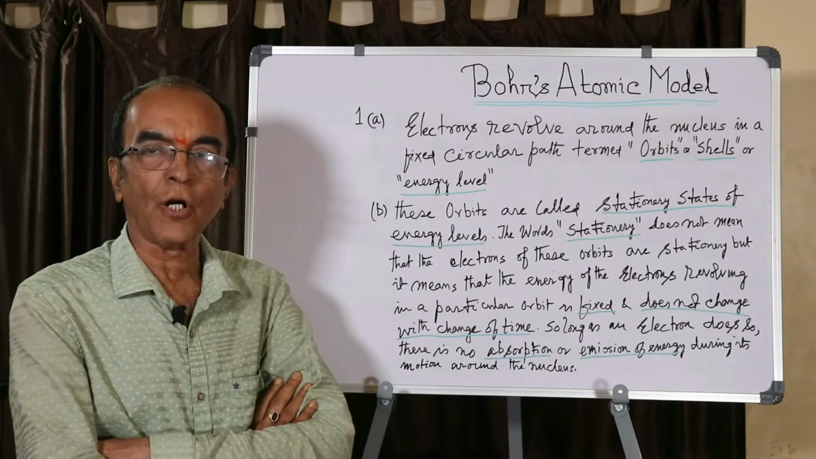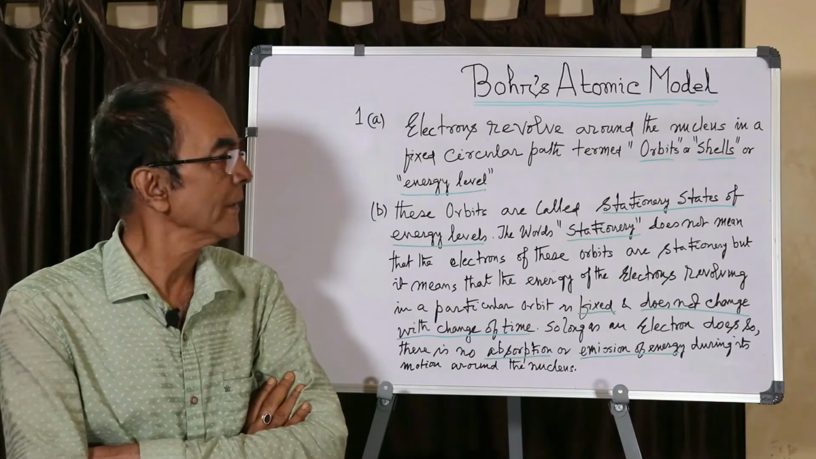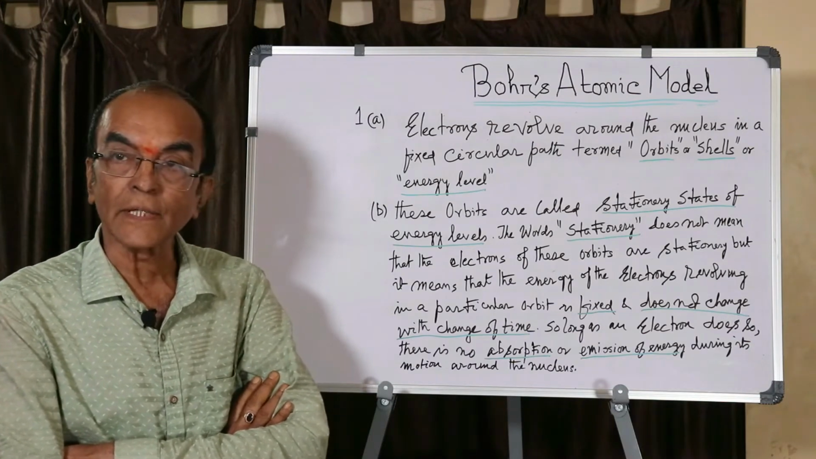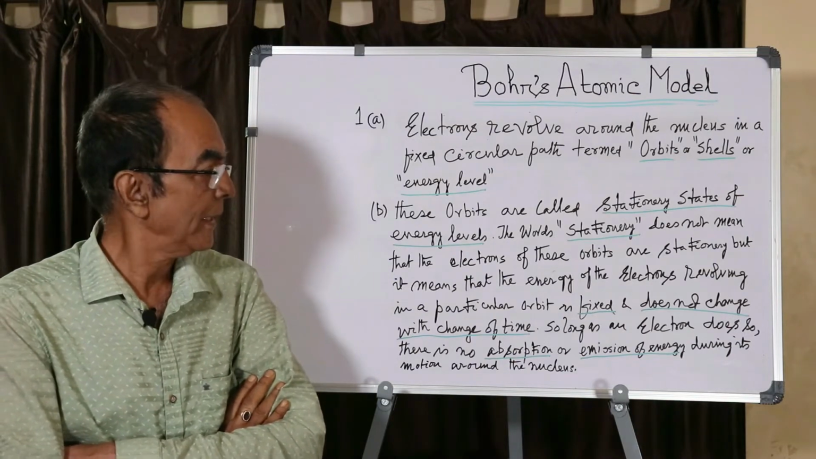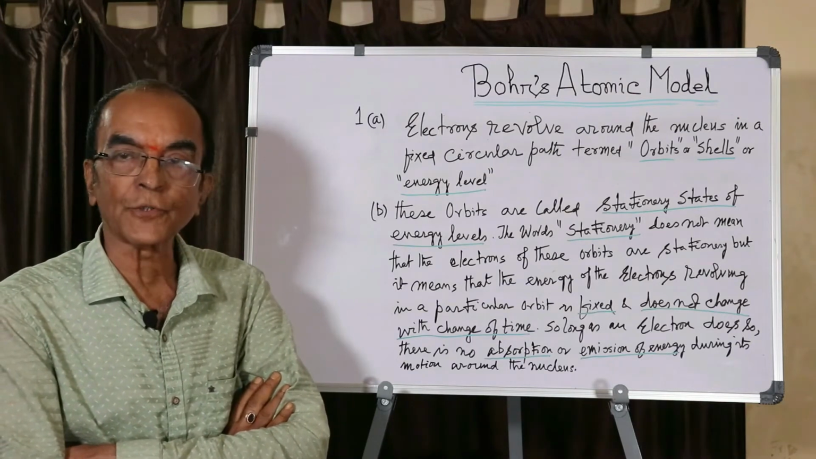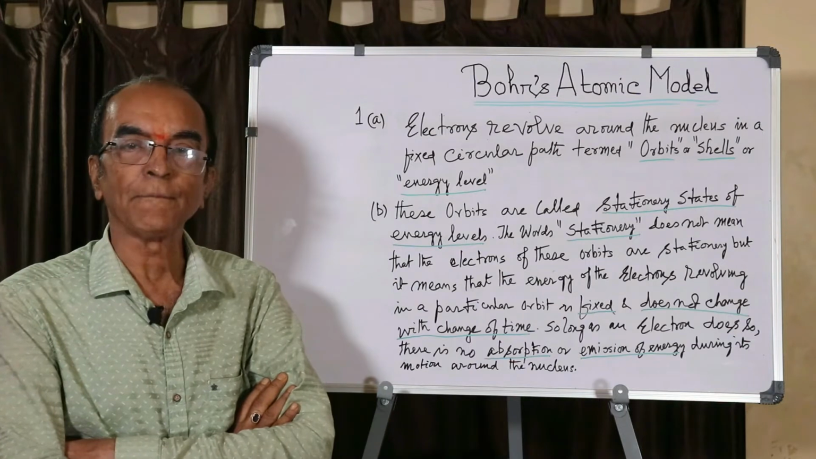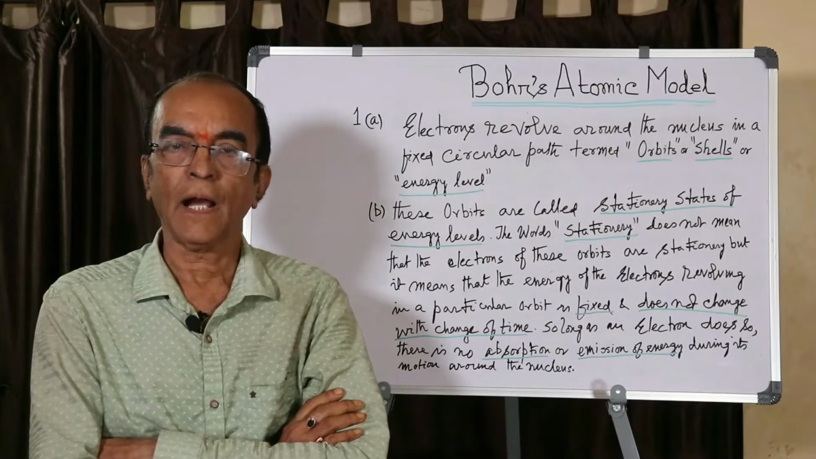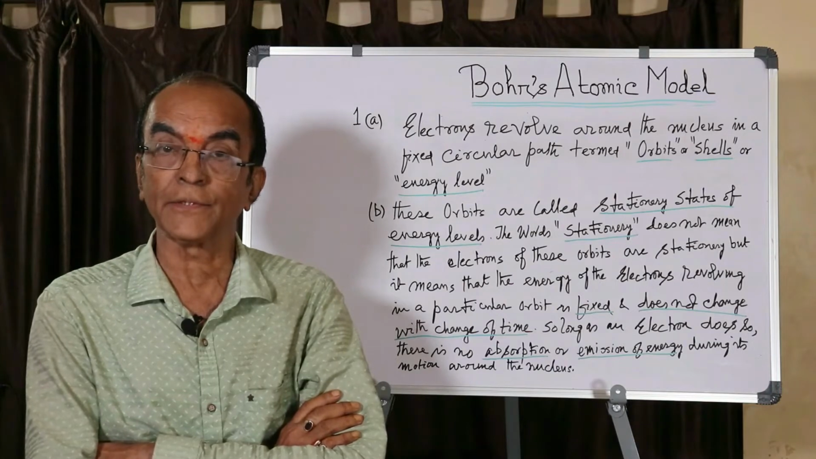These orbits are called stationary states or energy levels. The word stationary does not mean electrons of these orbits are stationary. Rather, the energy of the electrons remains fixed. It does not change with change of time. So long as the electron does so, there is no absorption or emission of energy during its motion around the nucleus. This is a high contradiction to classical electromagnetic theory.